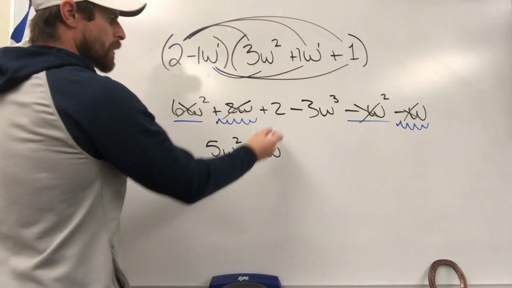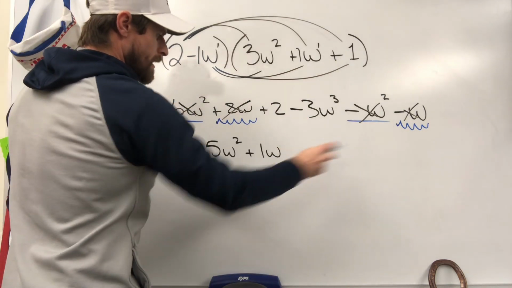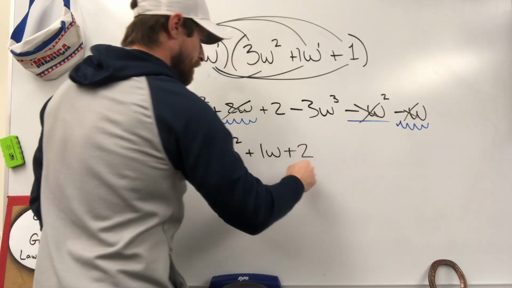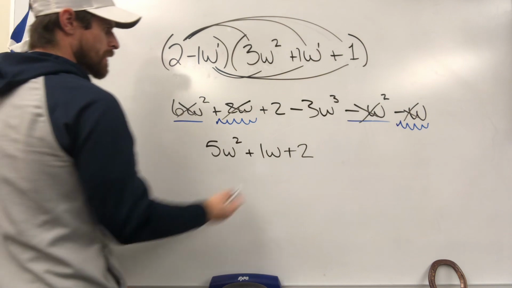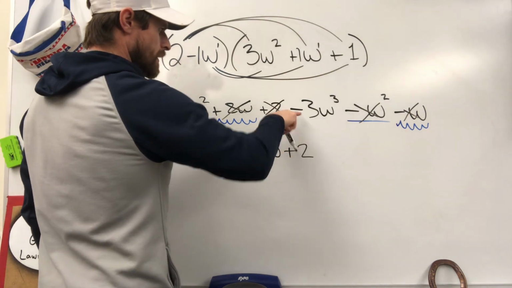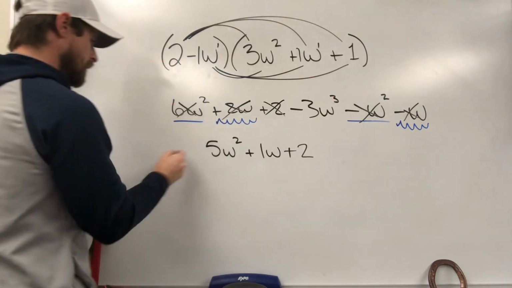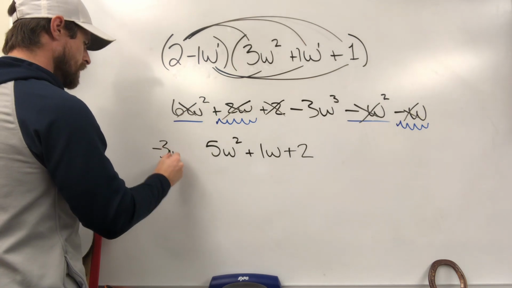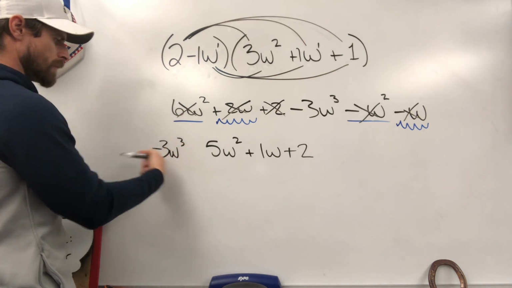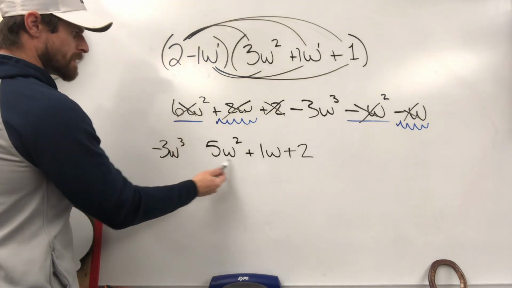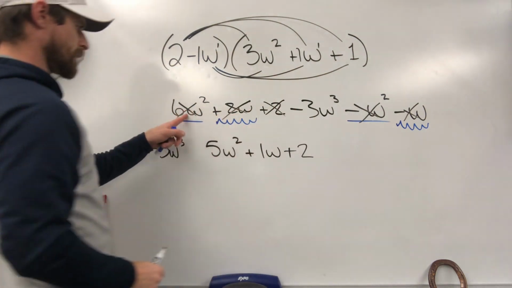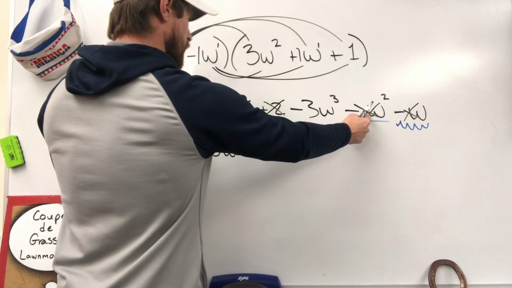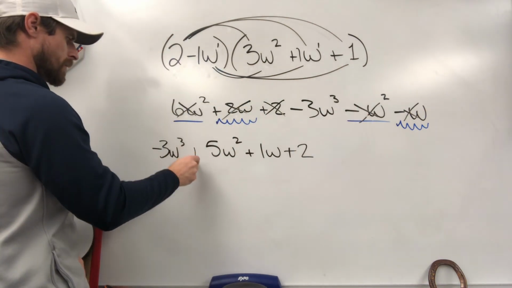These 2 terms did not have anything that were like them, so they stay as they are. We're going to put the positive 2 on the far right. The constant should always go on the far right. And then the highest exponent should be on the far left. So I just used the 2 right there. Negative 3w cubed goes all the way to the left. This 5w squared came from the 6w squared minus 1, so it was a positive 5. Put a plus in.